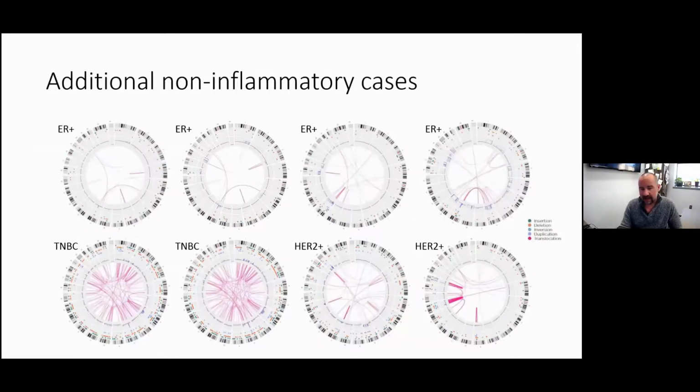In a second analysis, we also performed Sapphire pipeline analysis, rare variant pipeline analysis on a series of non-inflammatory cases. We really wanted to make sure that this wasn't a technical artifact, or it wasn't at least something that was very common in breast cancer that hadn't been picked up. So all these are non-inflammatory breast cancer cases. We did 8 different samples.